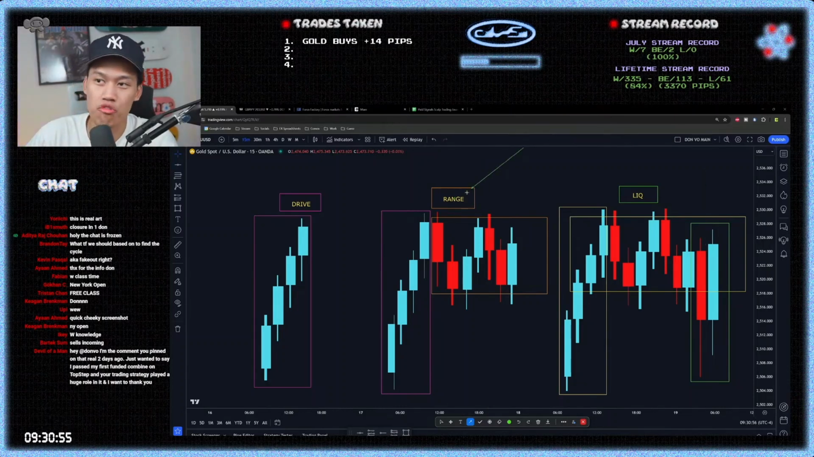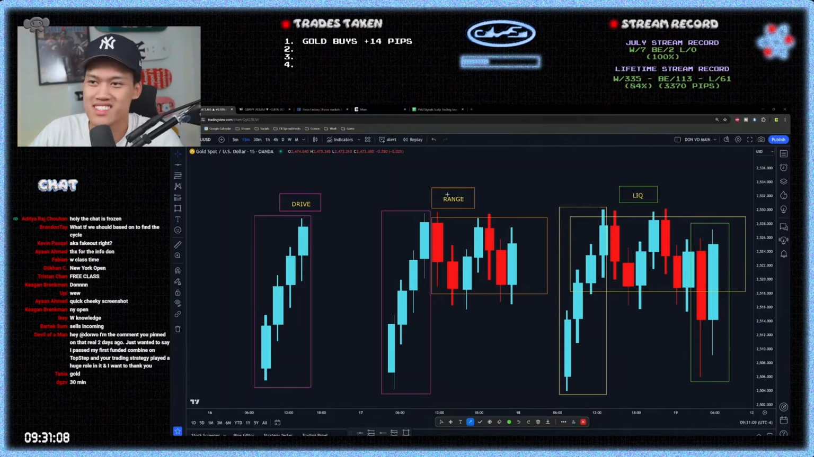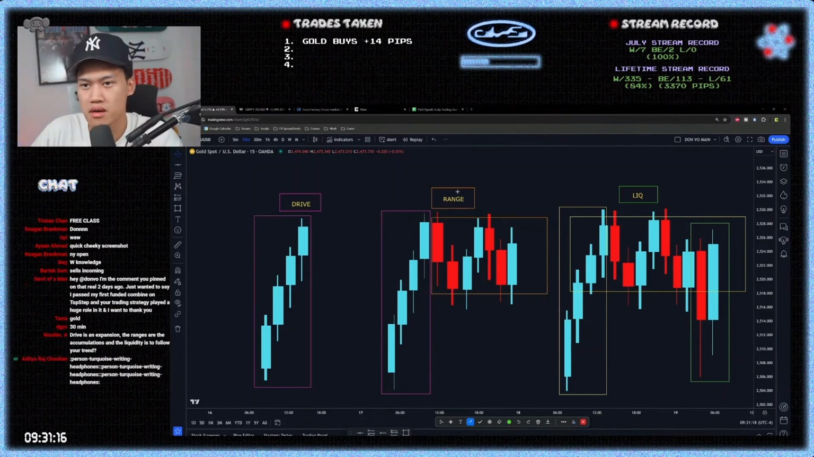To have a range, you have to drive. Every single time you see a range, you see a drive before a range. Every single time, no matter what happens. It's just price action. I'm not making it up. It's just what prints, right? And then after a range, you would have liquidity. So that's the order it flows in the majority of the time, I'll say almost every time.